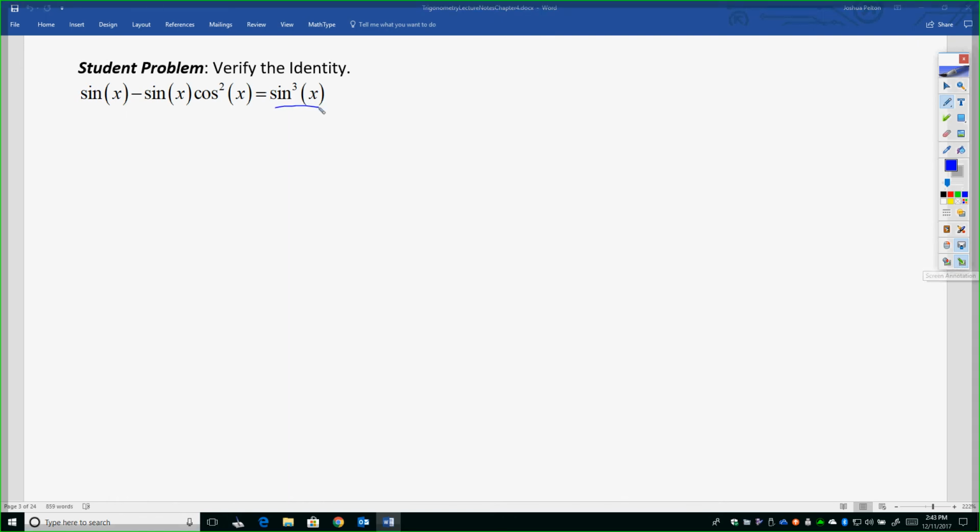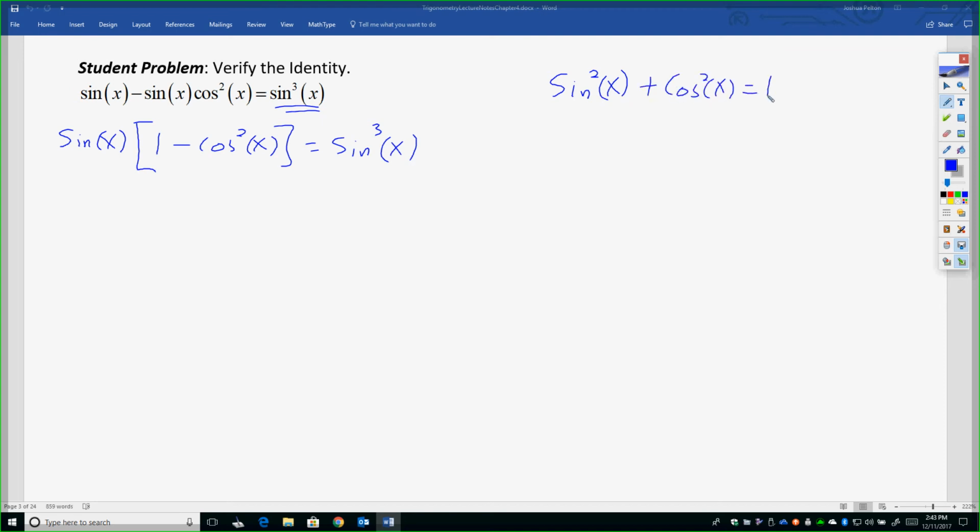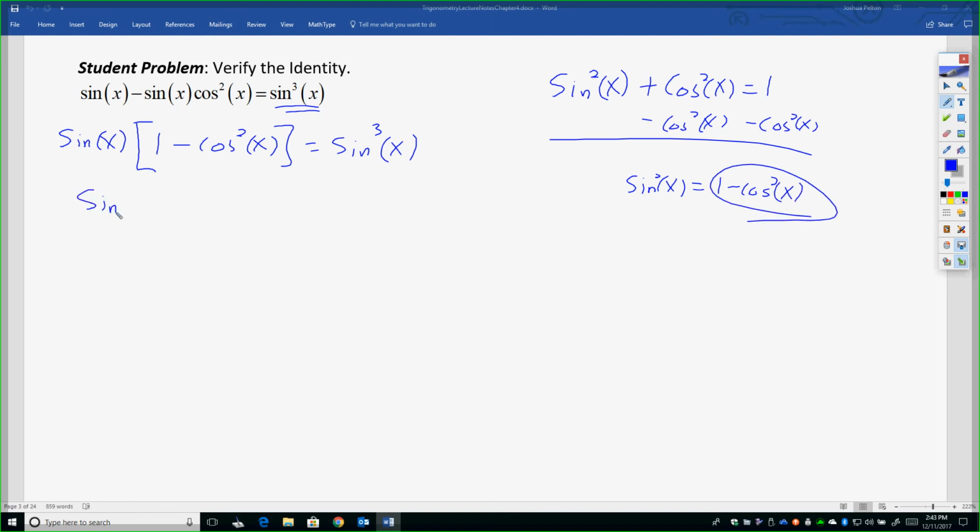Okay, student problem. Again, we're trying to get it down to one term. I notice I have a sine in common, so if I divide out or factor out a sine, I get 1 minus cosine squared. And what I notice about the 1 minus cosine squared is, again, using the Pythagorean identity, if I subtract the cosine squared, sine squared of x equals 1 minus cosine squared of x, which is what I have in my problem. So I'm left with sine of x times sine squared of x equals sine cubed of x. So sine cubed of x, since that's a 1, equals sine cubed of x. So we proved it. Okay, let's try the next page.